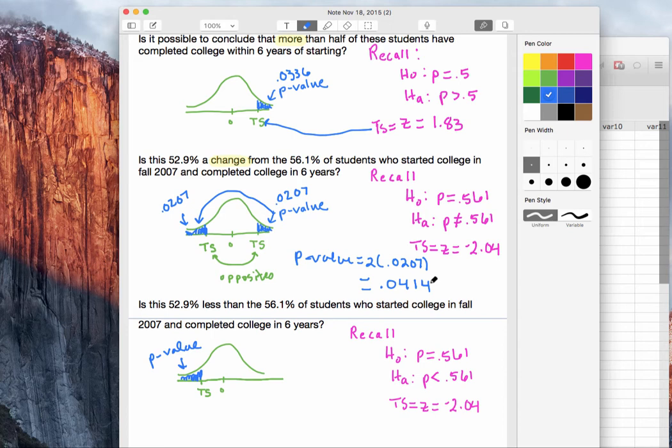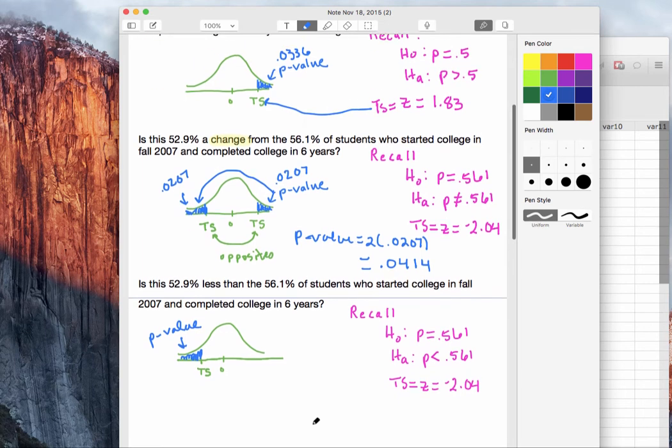If you do any sort of technology to find a p-value, read the p-value from the output and you're done. The only time you have to do this extra step of doubling areas is when you work by hand and you're finding one tail in a calculator or StatCrunch or working by hand. The computer already doubles the area. It already knows what you're doing.